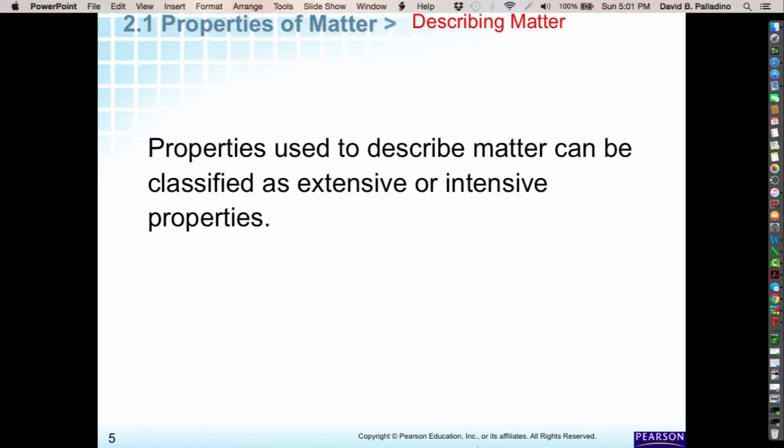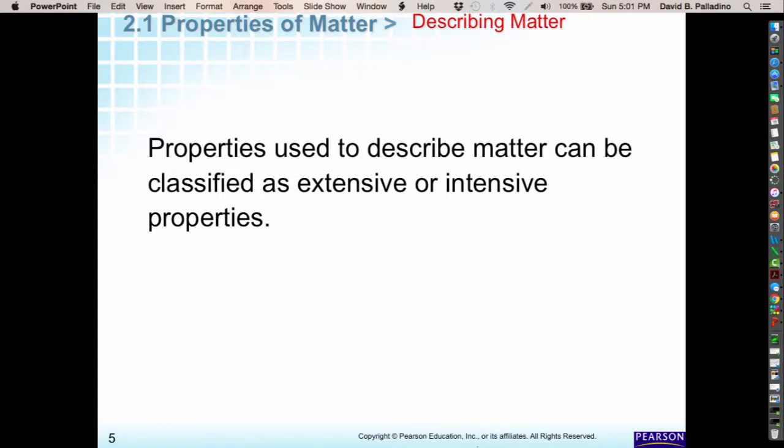Now, what if I said, is gasoline a volatile liquid at room temperature? Your answer would be yes. It doesn't matter if you have a liter or 10 liters. It's still going to be volatile. That's a characteristic or property that could be an intensive property.